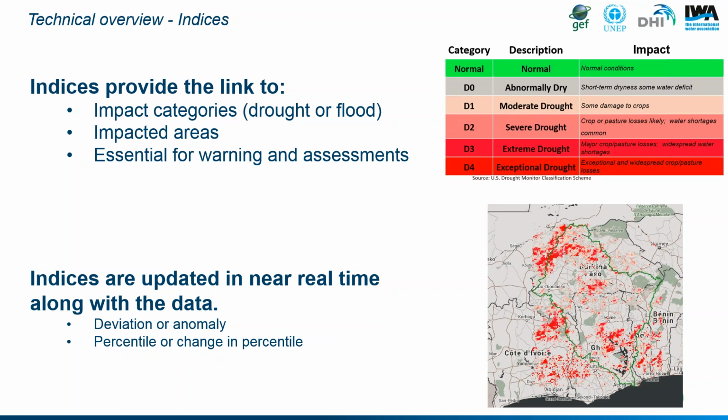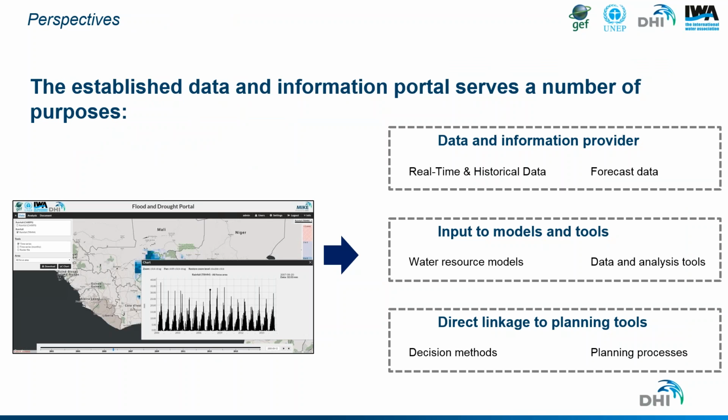During this automated process, which we run every day, we download and process or calculate a number of indices, and all of these are then made available on the data and information portal. The purpose of this data and information portal is basically to provide data and information for a planning and decision process. So it's a pure data and information provider for historical and real-time data and also forecast data. But the intention is also to provide data which can drive models or tools. It could be water resource models, it could be models looking at crop impact, it could be flood models.